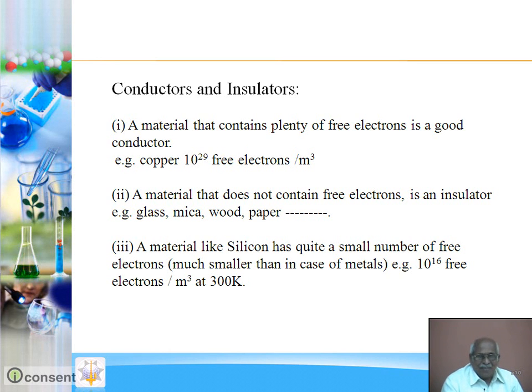In metals, what happens is one of the valence electrons overcomes binding of the atom. It leaves the atom and then it can move anywhere within the metal. This is called free electron.